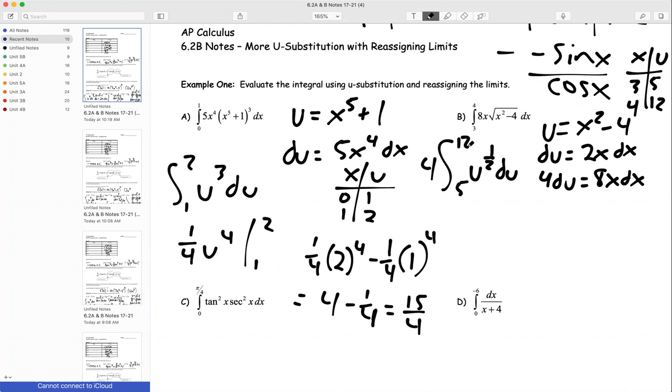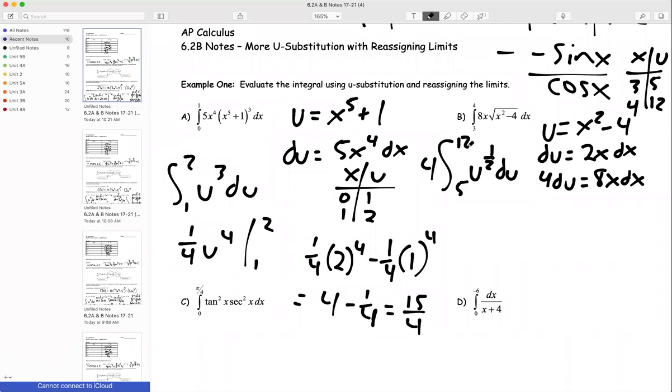So, say that 3 ended up having a greater value than 4, would you end up having to switch the bounds? You can, but it still works. You don't have to switch the bounds. If you do switch the bounds, you just have to change the sign. But you can still just plug them in and it will work.